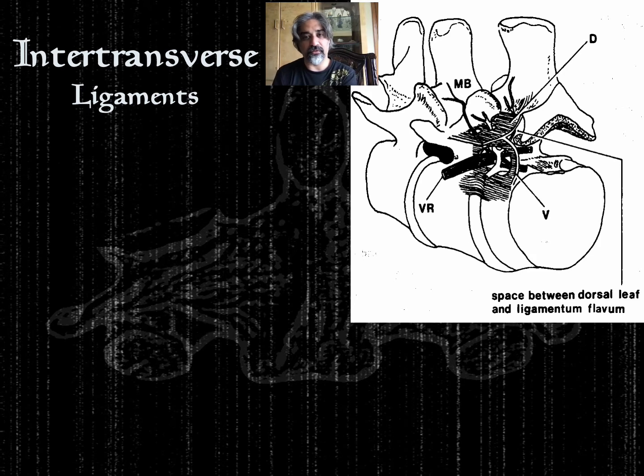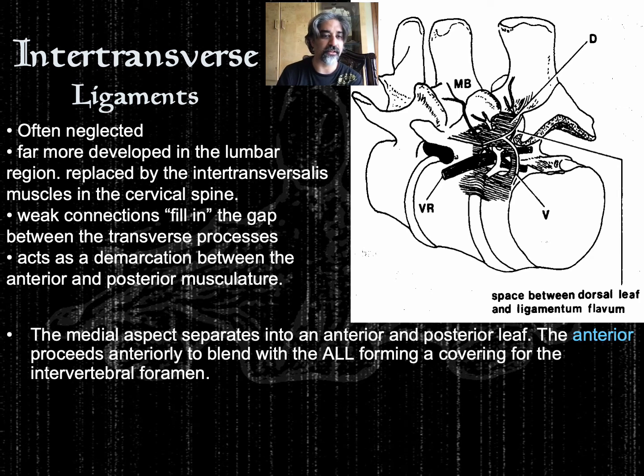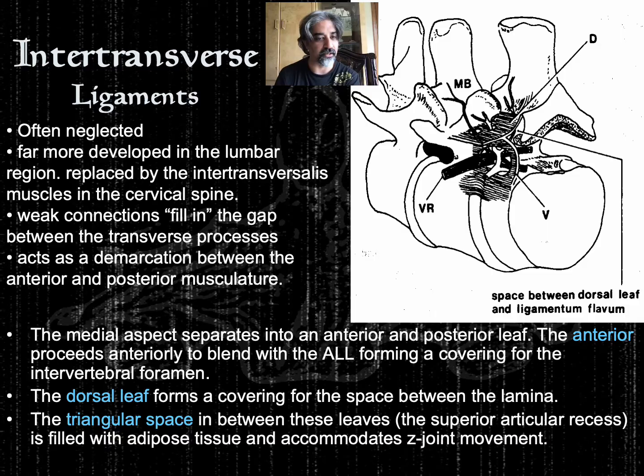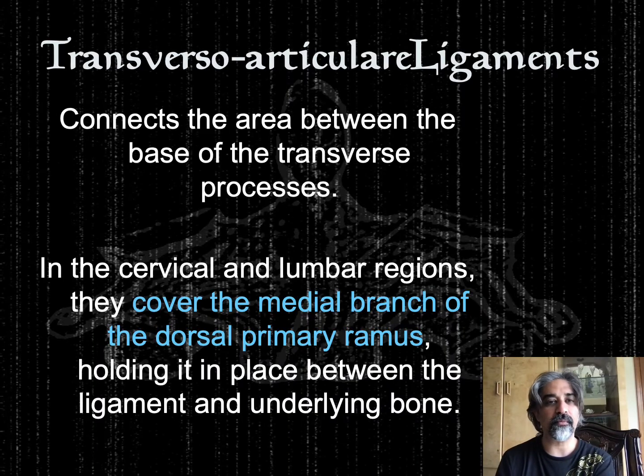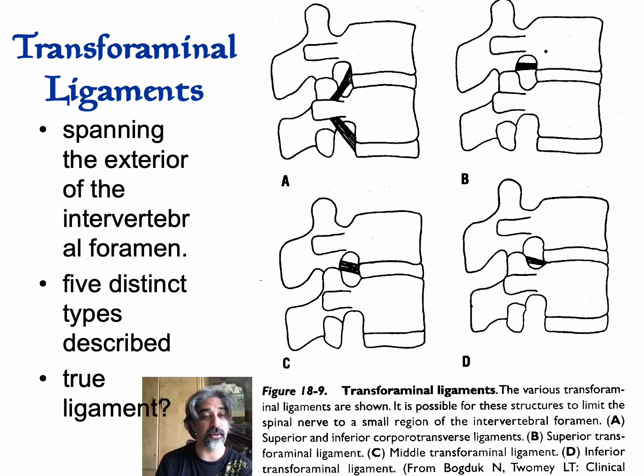There are these intertransverse ligaments. This is, I think, from Dimitru again. This may not be getting as much attention in your regular anatomy course, but I do think it's important for those of you who are going to be sticking needles again. The Transverso-Articulare Ligaments as well. In the cervical and lumbar regions, they cover the medial branch of the dorsal primary ramus, which is important for medial branch blocks. The transforaminal ligaments span the exterior of the intervertebral foramen. And is it a true ligament?